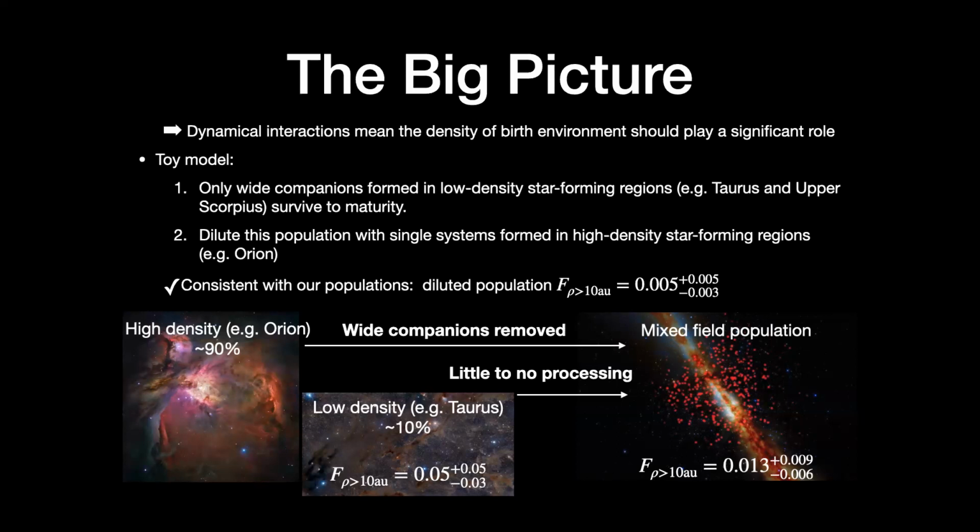And maybe that little decrease in our toy model diluted population might hint at some other things going on, maybe not 100% of these wide companions that are born in high density regions are removed, maybe some of them survive. Pretty likely this 10 AU cutoff is not sharp. There's some range of separations where this is more likely to happen or less likely to happen, but it's probably not a sharp cutoff like that. So maybe we can eke some more information out of those numbers with some better statistics, more follow-up information.